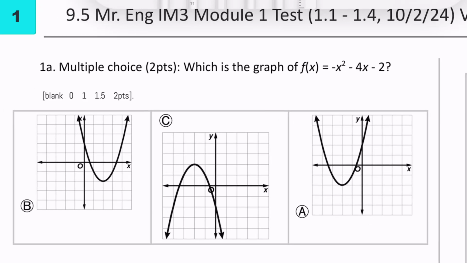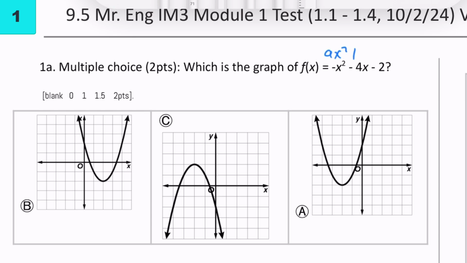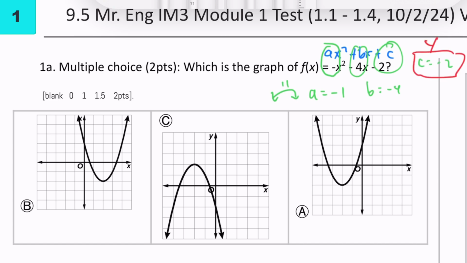Hey guys, let's go over question number 1A. We have standard form. A is -1, negative people frown. B value is -4, and your C value is -2. Okay, which one has a C value or y-intercept? So that would only be choice C.